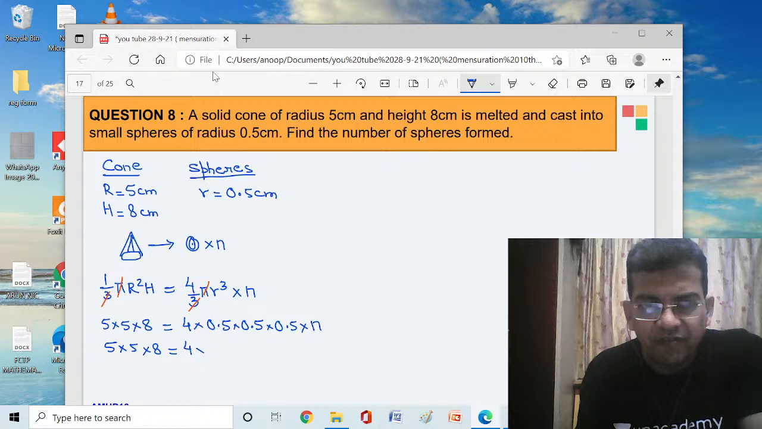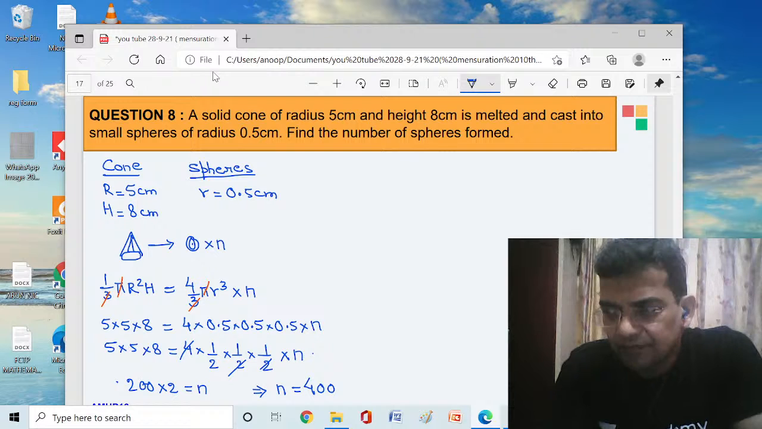Now this 0.5 can be written as 1 upon 2, 1 upon 2 into 1 upon 2, and we have to find n. So this will cancel out, cross multiply. This is 25 into 8, that is 200, cross multiplied by 2. So finally we are getting n as 400. So you can say 400 spheres will be formed.